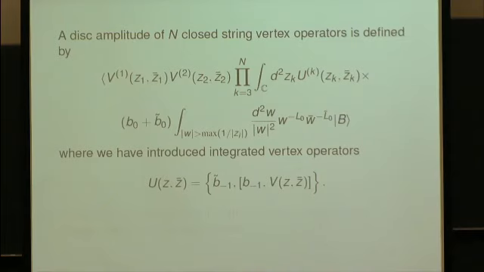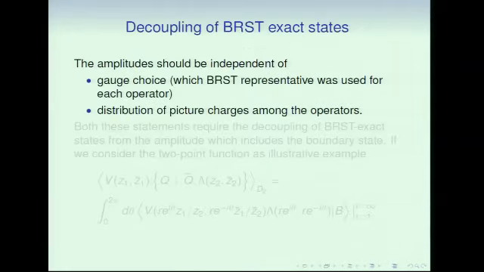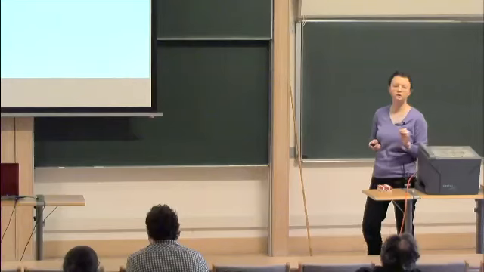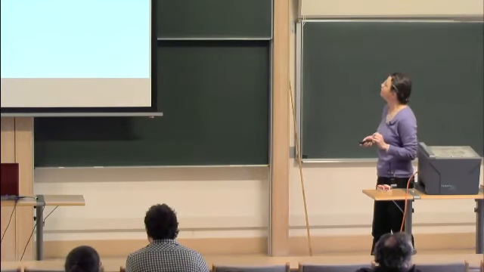And so we want to make sure that this object makes sense before doing anything with it. Otherwise, we get a big formula and we may not understand it. So it's possible to show that the amplitudes so defined are independent of irrelevant choices. So what are these choices? This should probably be proven in the literature somewhere. We couldn't find them explicitly, so we rederived the whole story.